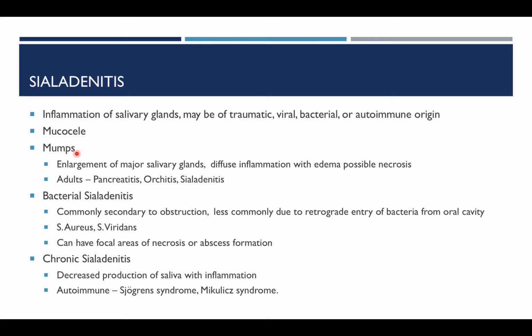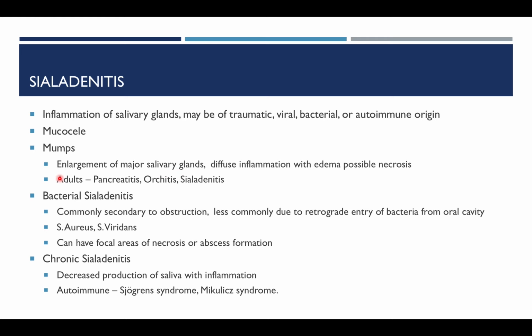Mumps is caused due to paramyxovirus, and it presents itself as enlargement of major salivary glands, diffuse inflammation of these glands, as well as possibility of edema and necrosis. In adults, not only do they have sialadenitis, but they also have pancreatitis and orchitis.